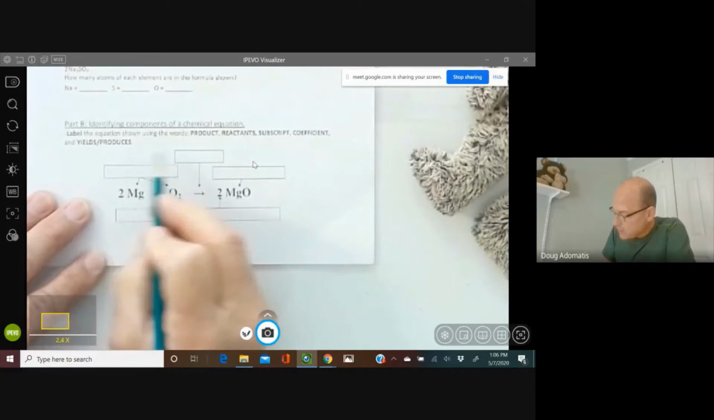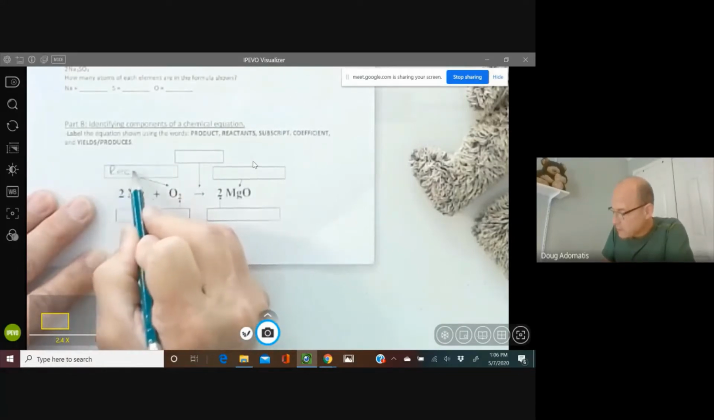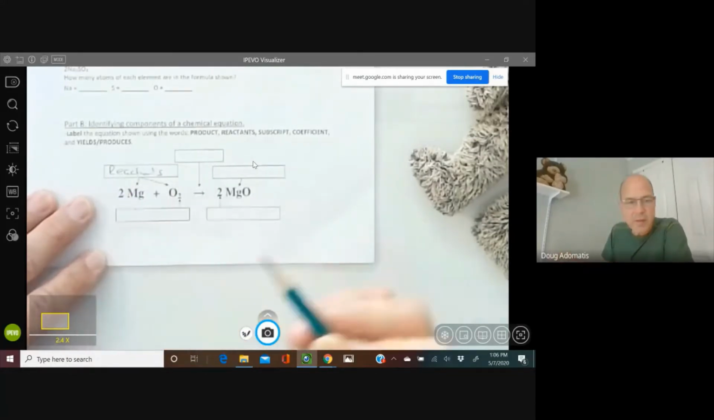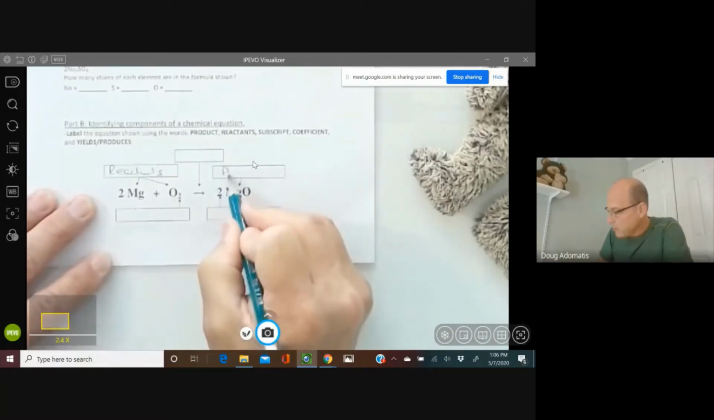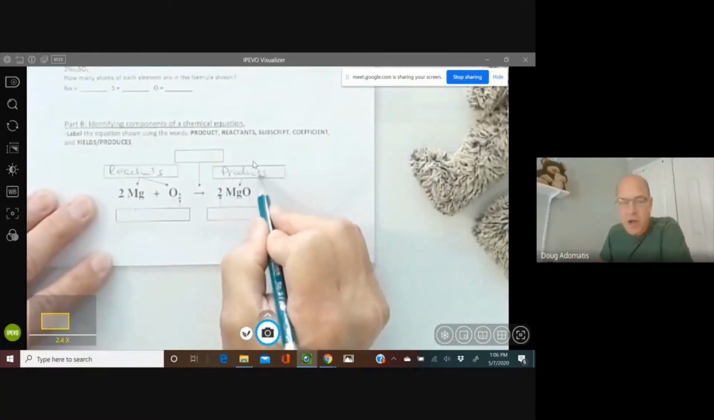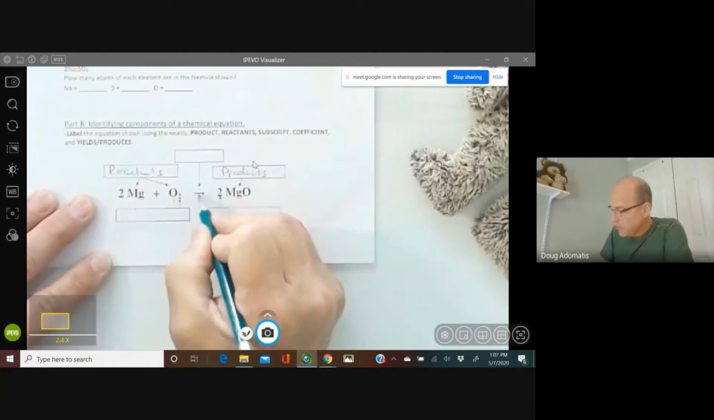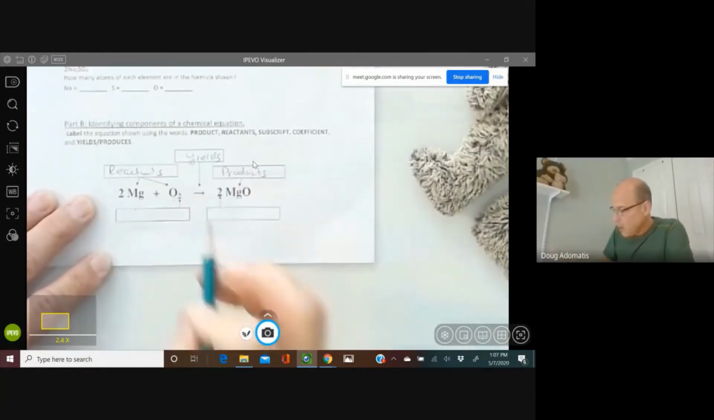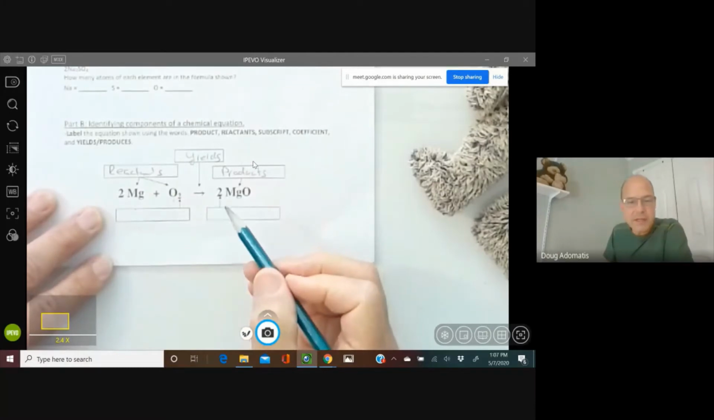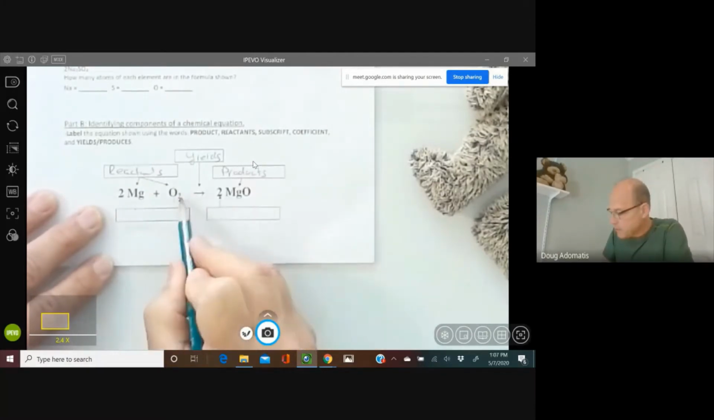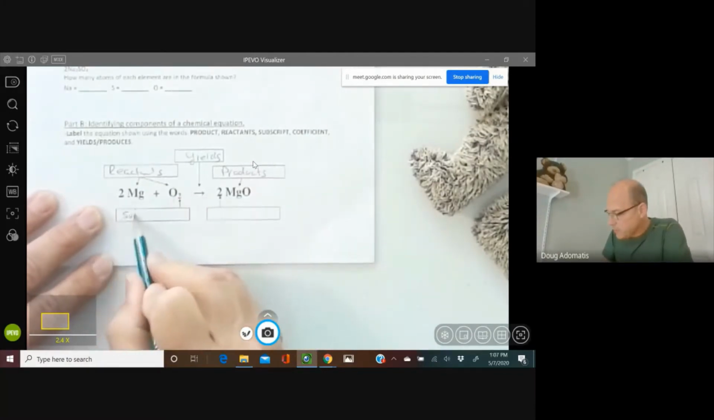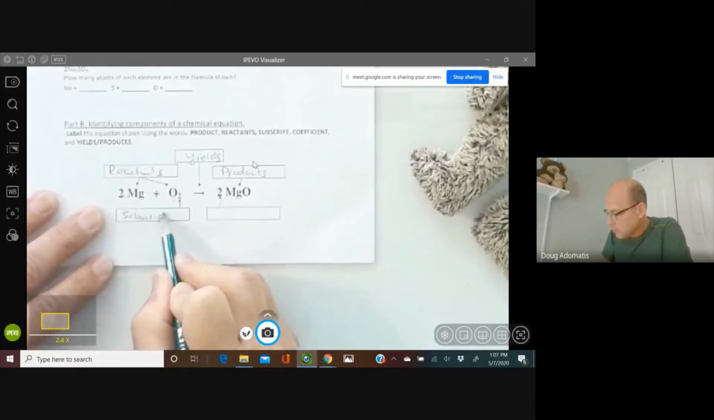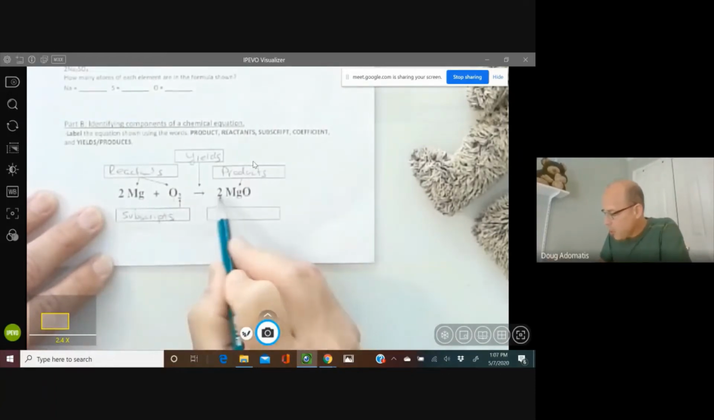Over here on this side, we have the reactants that we are mixing together, and over here we have the products. This is all kinds of stuff we covered before. This arrow sign means yields. And particularly today, we are going to be paying attention to subscripts and coefficients.